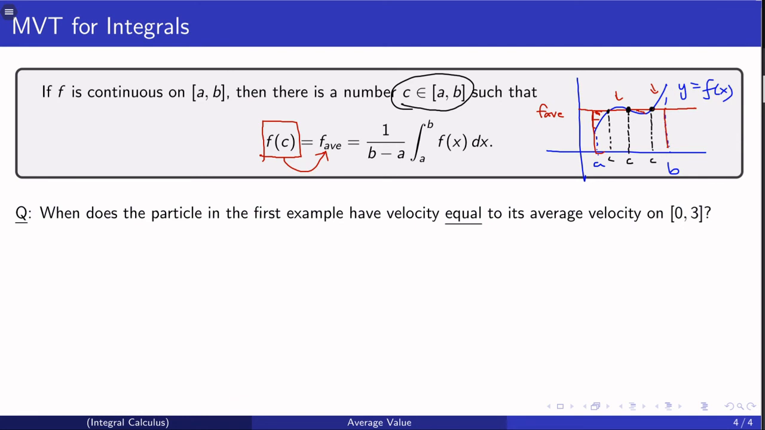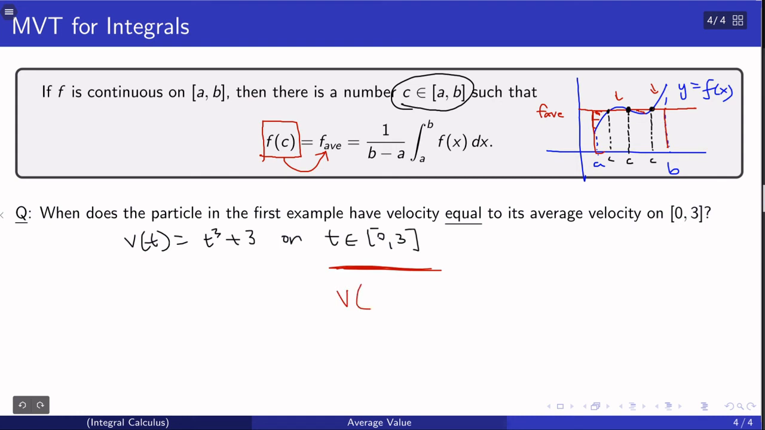And I'm not going to do this last question here, but go back to the particle in the first example with velocity function t squared plus 3. Can you find a point in the interval from 0 to 3 where the velocity at that point is equal to the average velocity, which was 6? All right, so try this yourselves.